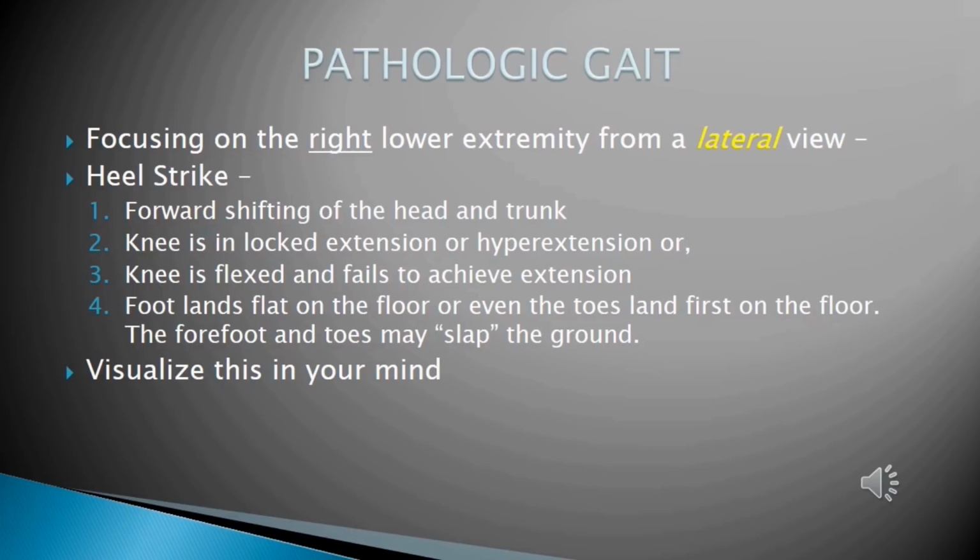In addition, you could notice that the foot lands flat on the floor, or even the toes land first on the floor, and the forefoot and toes may slap to the ground. And I'm sure you're aware of what type of gait we're referencing here with this type of finding. So I want you to try and visualize some of these disturbances in gait from the lateral view. And we'll describe more of these findings later when we talk about some of the named gait signs.